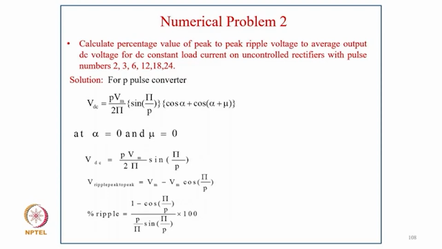Now for the next numerical problem, calculate the percentage value of the peak to peak ripple voltage to the average DC voltage for a DC load current or uncontrolled rectifier with pulse numbers 2, 3, 6, 12. So for a P pulse converter, VDC equals P Vm divided by 2 pi sin pi by P in brackets cos alpha plus mu.